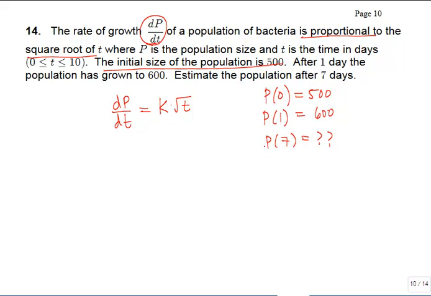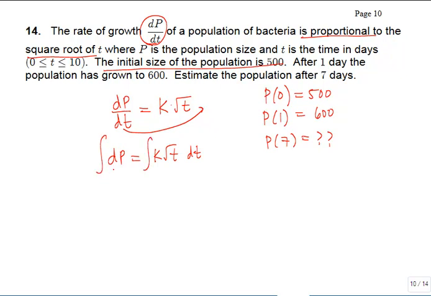So if I knew my p function, I could just plug in 7 and be done. We don't know p yet, but this differential equation should enable us to figure it out. So that's how we're going to proceed. First thing I'm going to do is break this up and move that dt over to the other side. And then I'm going to stick integrals in front of both sides.